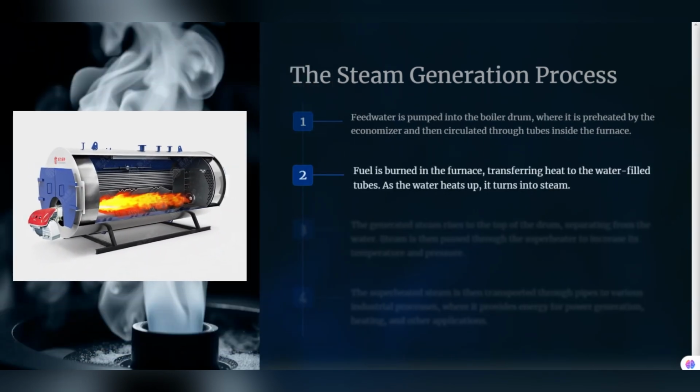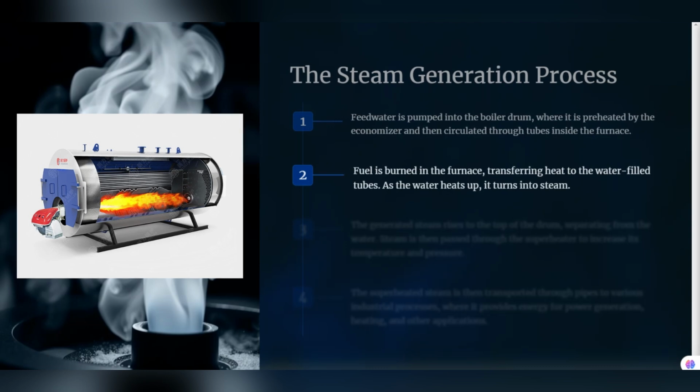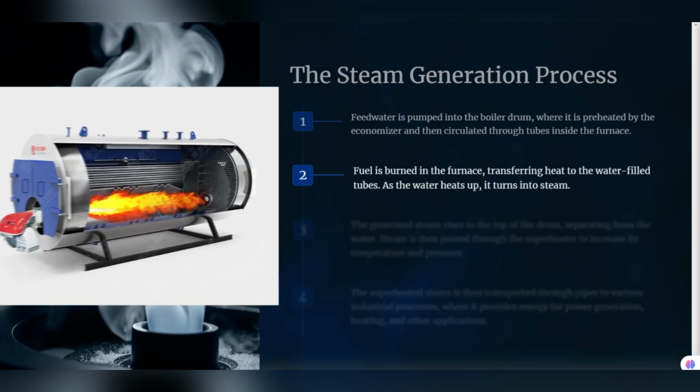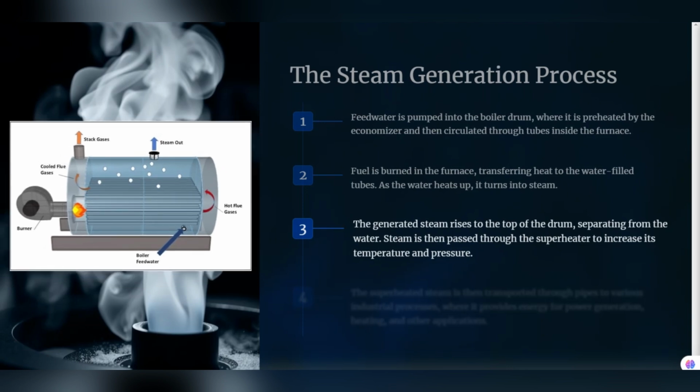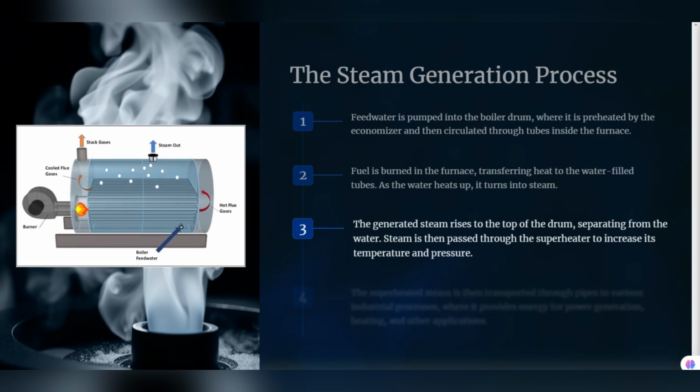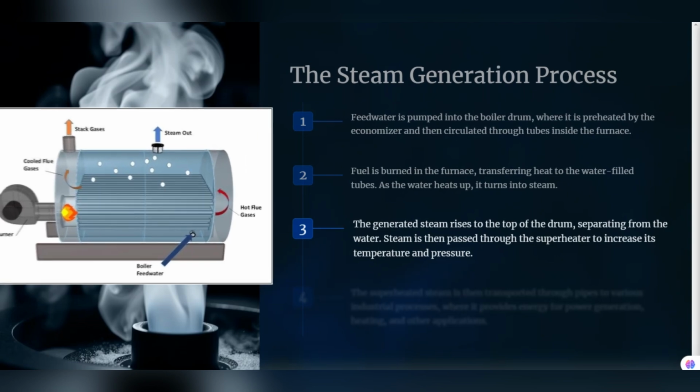Fuel is burned in the furnace, transferring heat to the water-filled tubes. As the water heats up, it turns into steam. 3. The generated steam rises to the top of the drum, separating from the water. Steam is then passed through the superheater to increase its temperature and pressure.